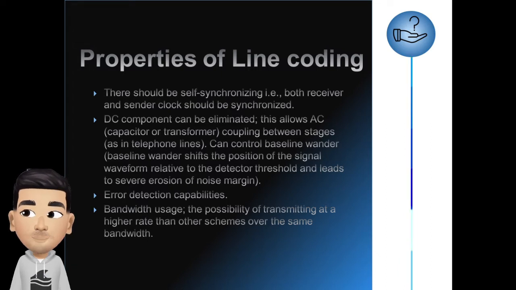It can control baseline wander. Baseline wander shifts the position of the signal waveform relative to the detector threshold and leads to severe erosion of the noise margin. It also has error detection capabilities. Bandwidth usage: there is the possibility of transmitting at a higher rate than other schemes over the same bandwidth.